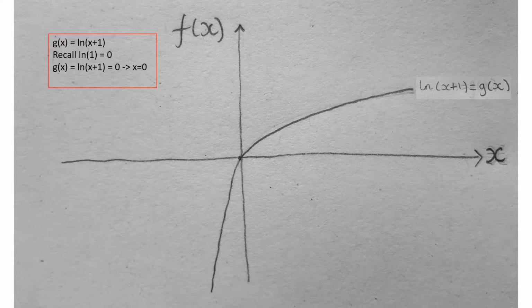Now, the question is in fact asking us to consider g of x equals ln x plus 1. So, remembering that ln 1 equals 0, when g of x equals 0, so ln of x plus 1 equals 0, x must equal 0. Hence, we can draw the function g of x through our origin. The origin is hence some kind of turning point for our function, as you can see on the graph.